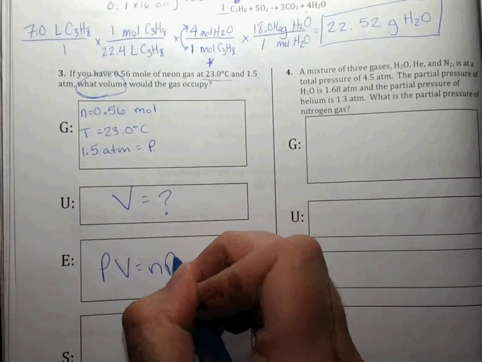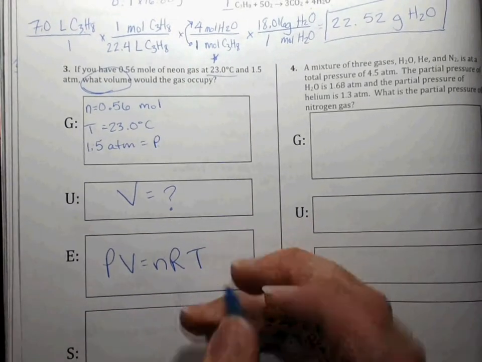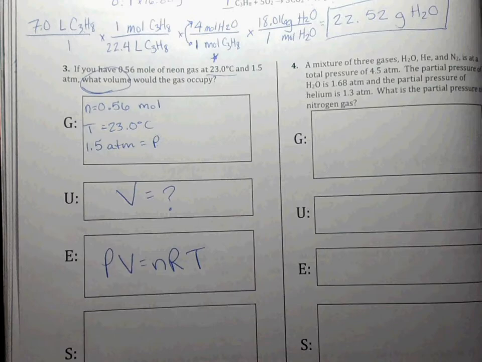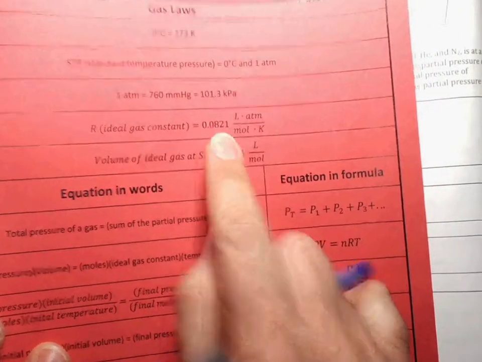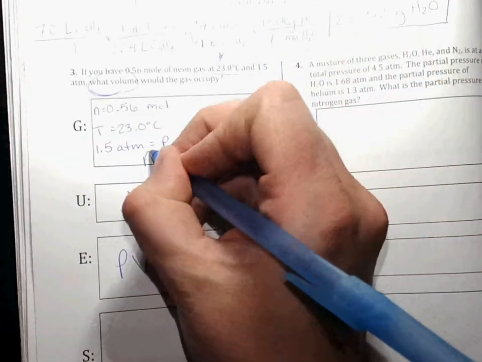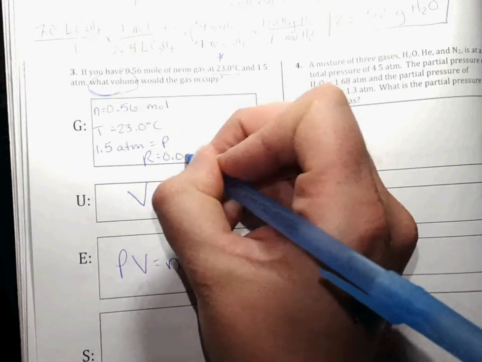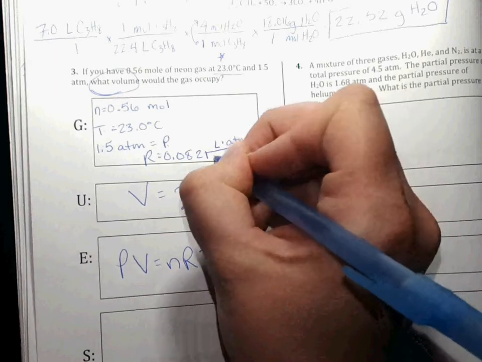PV = nRT, as I always call it. Notice this R in it. We need to pull that off of our formula sheet as well, 0.0821. And those units of R are telling us that we need to match our other units. So R is 0.0821 liters times atmospheres over moles times Kelvin.